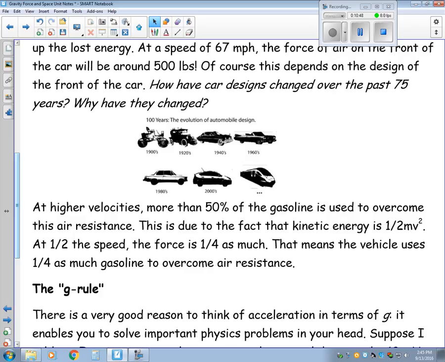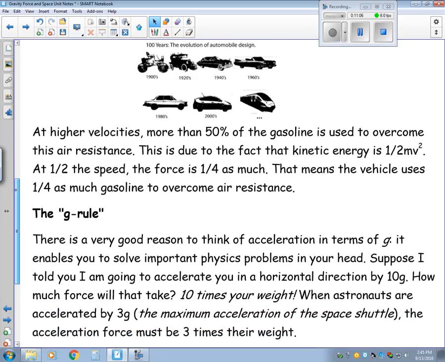And it's due to the kinetic energy being 1/2 mv squared. So if we think about it, at half the speed, the force is only a quarter as much. So the vehicle would use a quarter of the gasoline to overcome air resistance. So if you want to have a fuel efficient car, you either need to design it so that it's very aerodynamic, so that you don't have as much air force pushing on the front of it, or make it less massive, lower the mass, or just simply drive slower.